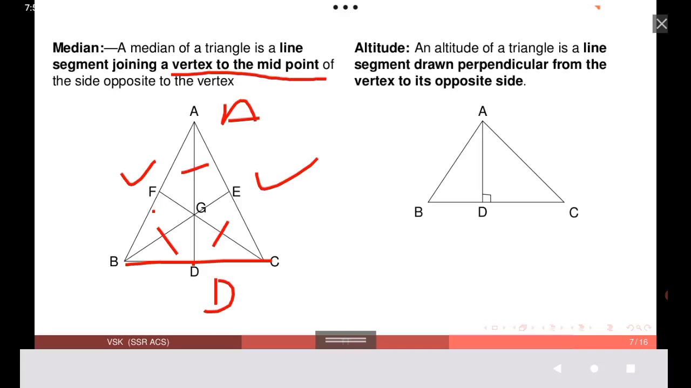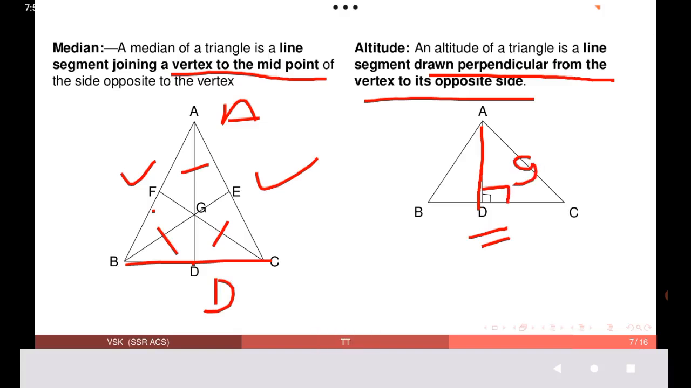And what is meant by altitude? An altitude of a triangle is a line segment drawn perpendicularly from the vertex to the opposite side. From A, this D may not be a midpoint, but we have to draw a perpendicular this way. So this angle is 90. If this happens, then this is called the perpendicular, or the altitude of the triangle.